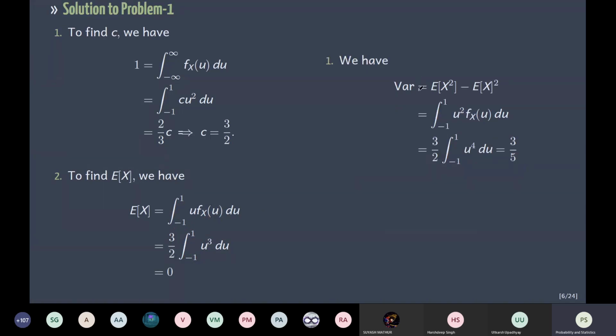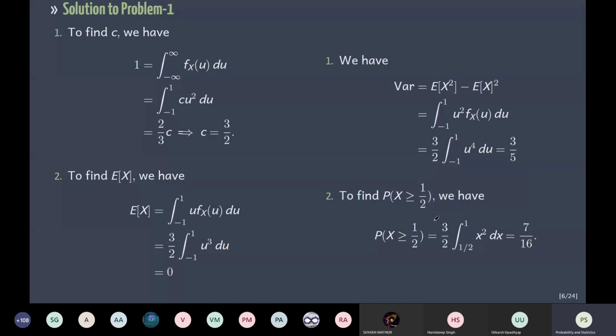And the variance of x is given by expectation of x square minus expectation of x whole squared. But expectation of x turned out to be 0, so that term goes to 0. We are only left with u square f(u), and if you integrate, you get this.